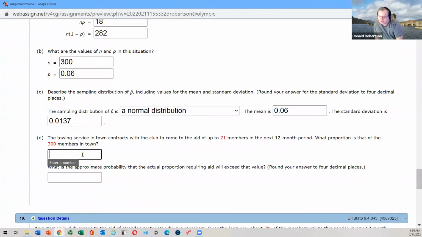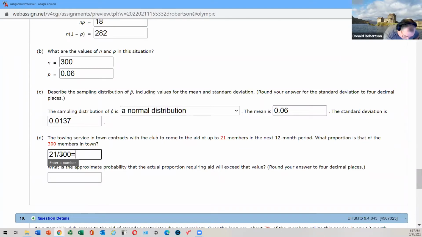Here's $10,000, but you guarantee to pick up 23 or less people. That's what we've contracted you for. Once you've got to your 23rd one, our contract's over for the year, and we'll have to find somebody else to pick them up. A little weird way of doing it, but that's how they're doing it. And there's 21 members. What proportion then of the town gets picked up?